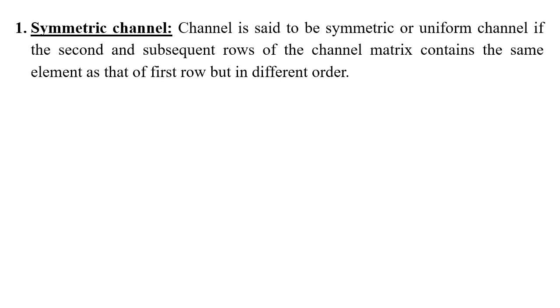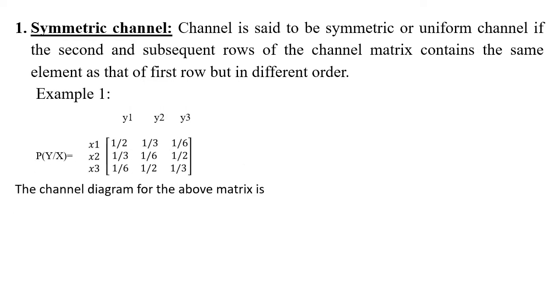Symmetric channel. A channel is said to be a symmetric or uniform channel if the second and subsequent rows of the channel matrix contain the same elements as the first row, but in a different order. So we'll see an example here. You have the channel matrix given as P of y by x, where the first row elements are 1 by 2, 1 by 3 and 1 by 6, and the second row has the same elements 1 by 2, 1 by 3 and 1 by 6, but in a different order. So this is a symmetric channel.